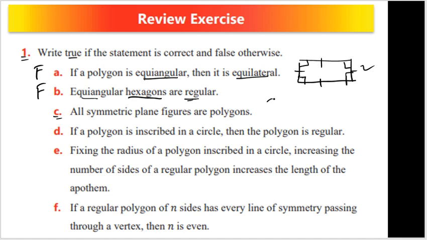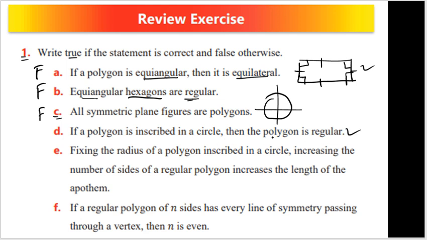That is false again, because we can consider a circle. A circle is a plane figure. At the same time, it has an infinite number of lines of symmetry, but it's not a polygon. To be a polygon, it should be an n-sided figure, but a circle is simply a complete curve or path. That is false.